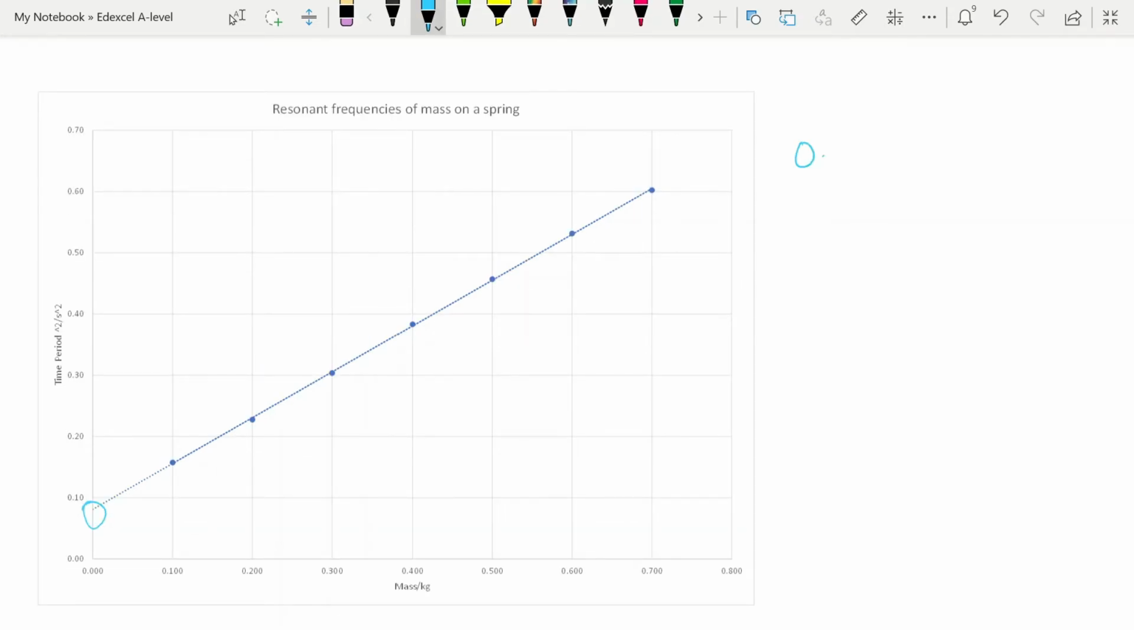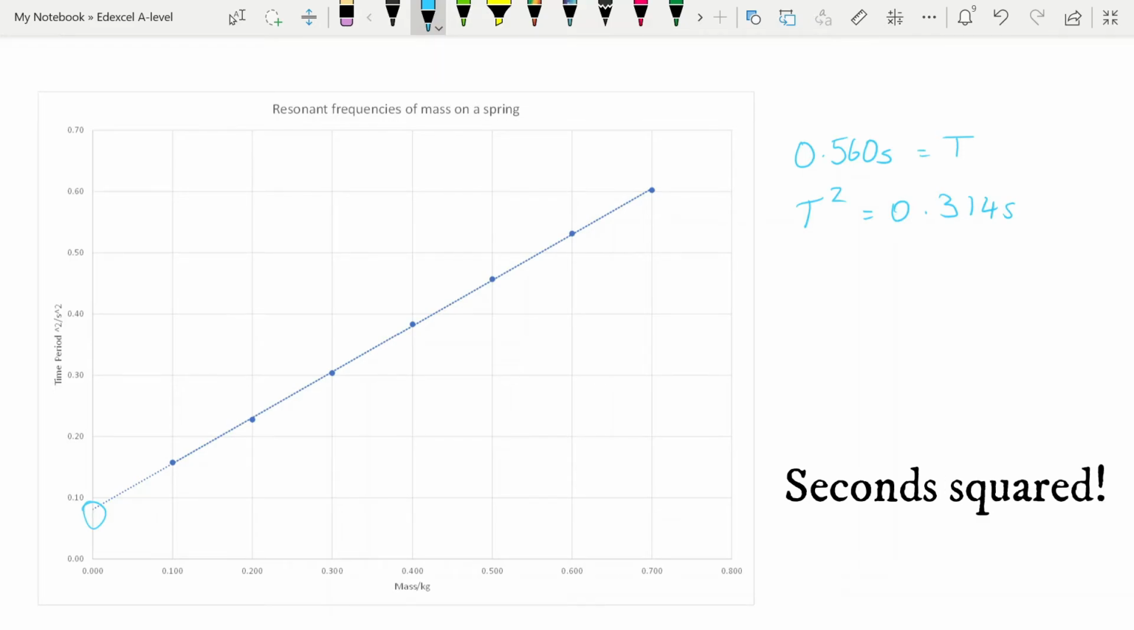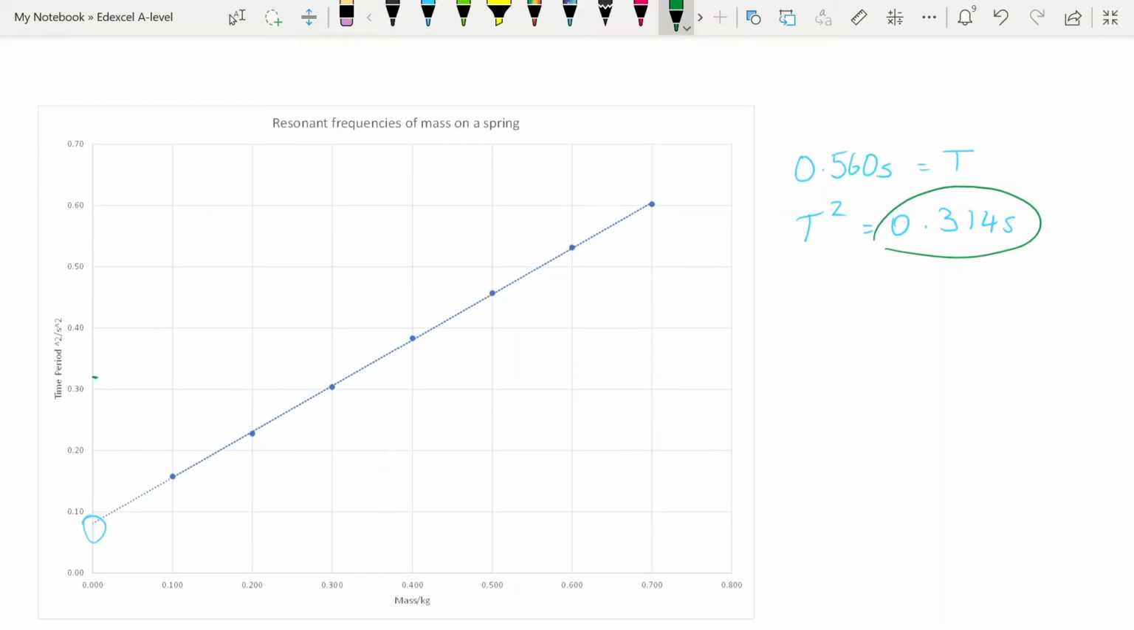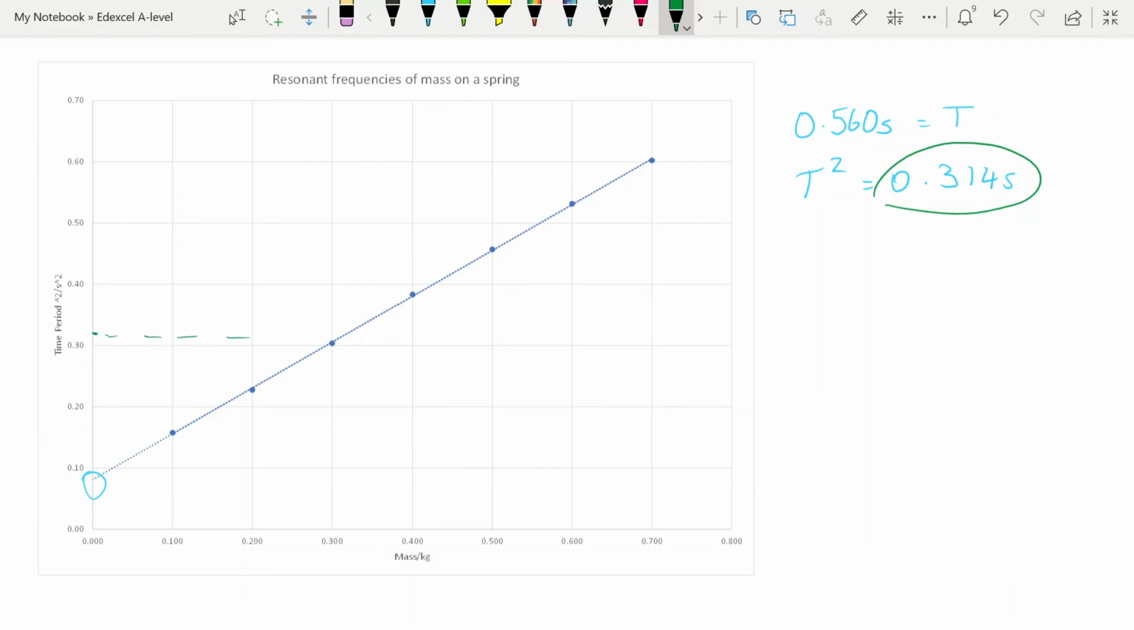So our unknown mass time was 0.560 seconds. And so its t squared is 0.314 seconds squared. So what we need to do is find, and again, a hand-drawn graph will make this much easier, you need to find 0.314 seconds on your y-axis, somewhere in here, and then go across and go down and find out what the mass is, and then you take your unknown mass, put it on a scale, and compare the mass you got from your graph with the mass on the scale.